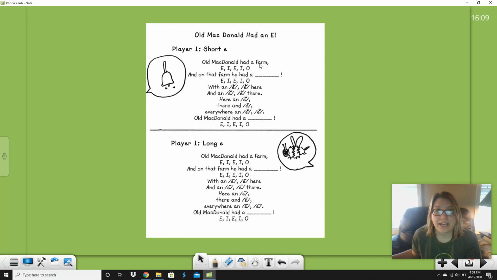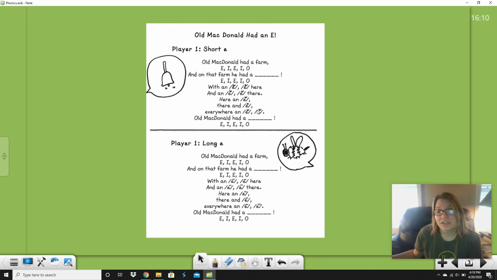Old MacDonald had a farm, E-I-E-I-O. And on that farm, he had a bell, E-I-E-I-O. With an eh, eh, here, and an eh, eh, there. Here an eh, there an eh, everywhere an eh, eh. Old MacDonald had a bell, E-I-E-I-O.